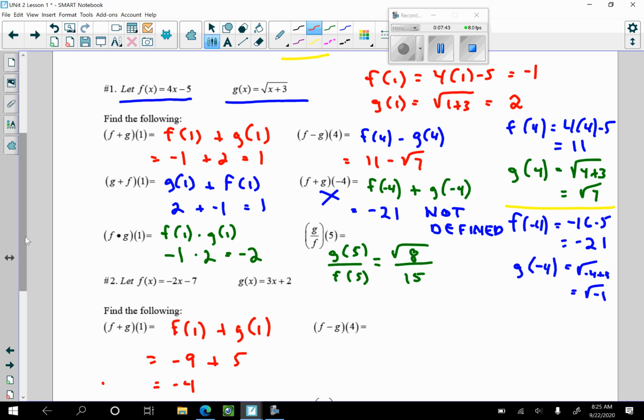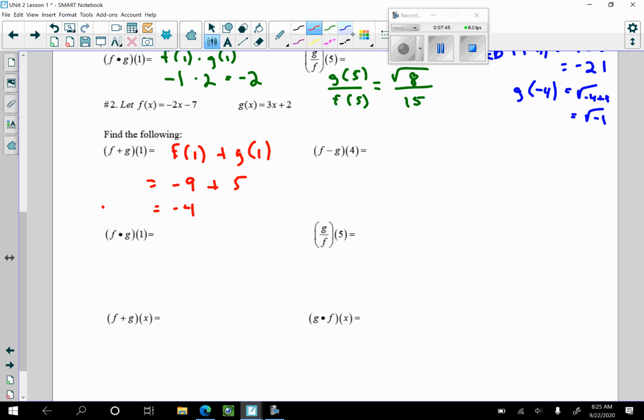And f minus g of 4 is going to be f of 4 minus g of 4. F of 4 is going to be negative 15. Putting 4 in that, negative 2 times 4 is negative 8, minus 7 is negative 15. And g of 4 is going to be 14. And that's going to be negative 29.